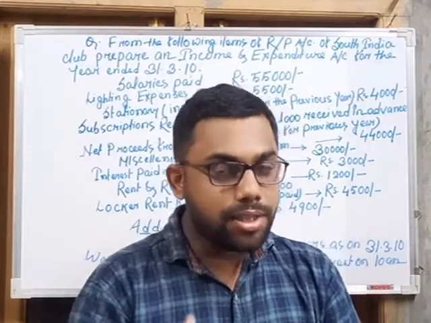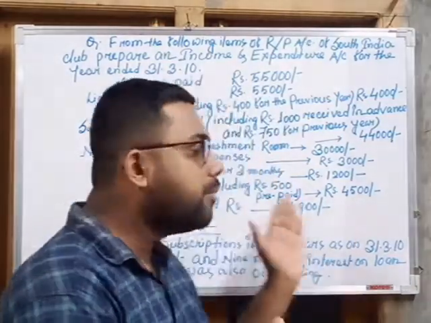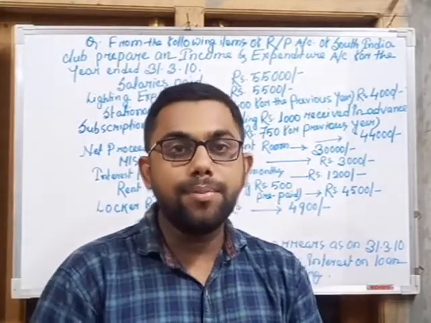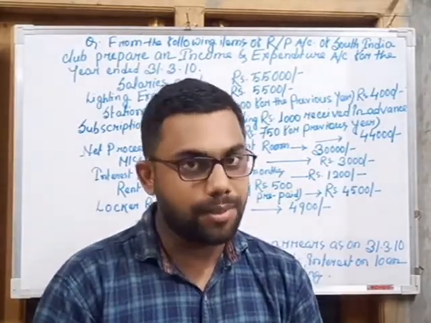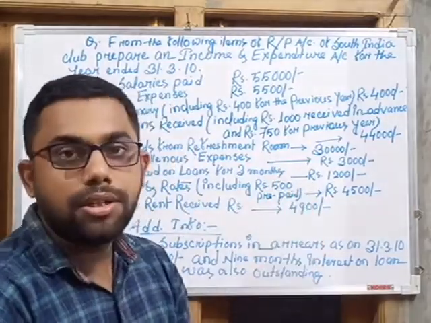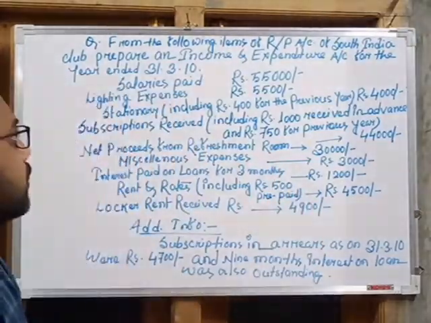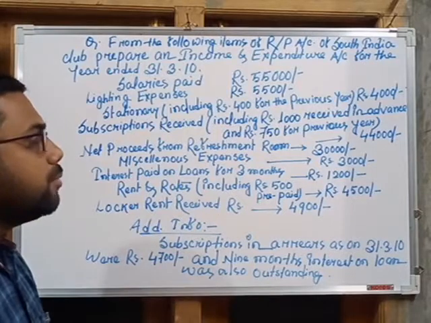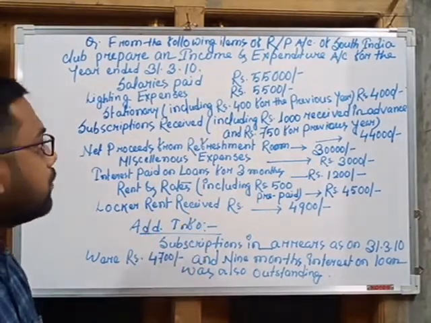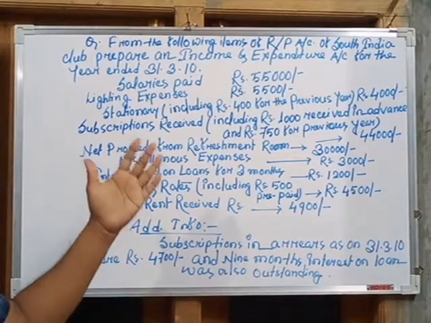Okay, and the question that we are going to solve is written on the board, and we are going to start by taking a simple question from income and expenditure account. Okay, so students, write this question in your copy. I think the question is visible to everyone. Okay, so take a note. So I am dictating the question.